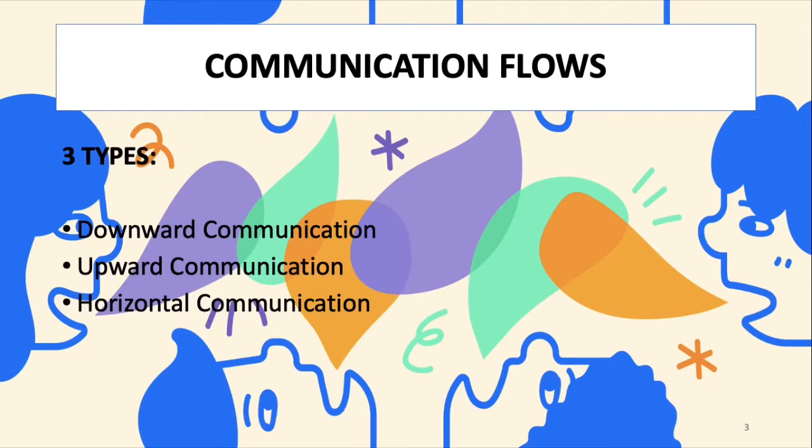Next we have the upward communication. This one naman is the opposite of downward communication. When I say upward communication, it flows from lower to higher organizational levels. So from subordinates, papunta naman sa supervisors.